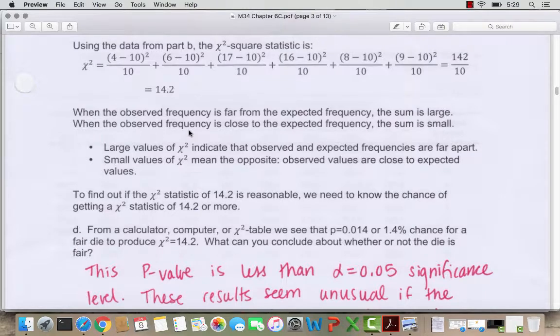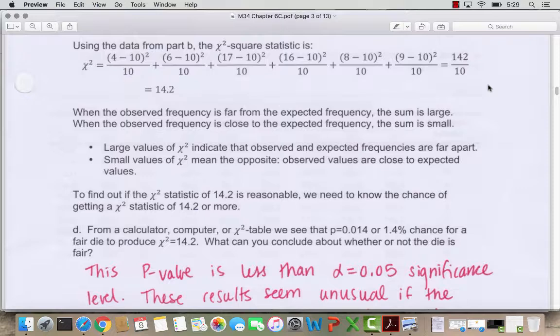So when the observed frequency is far from what we expect, right, there's some difference in here, we're going to get a large sum over here. When the observed frequency is close to what we expected, we're going to get a small sum. So we say large values of chi-square indicate that observed and expected frequencies are far apart. Small values of chi-square mean the opposite. Observed values are close to what we expected.